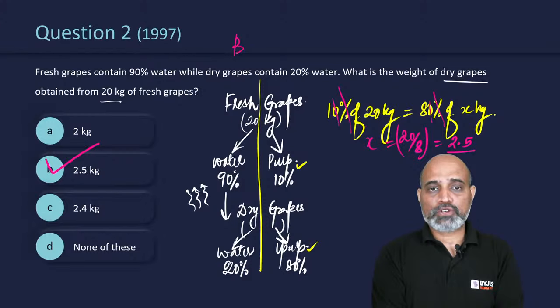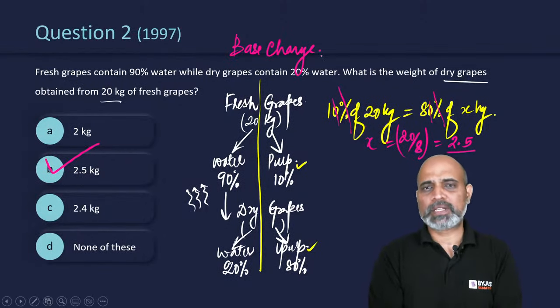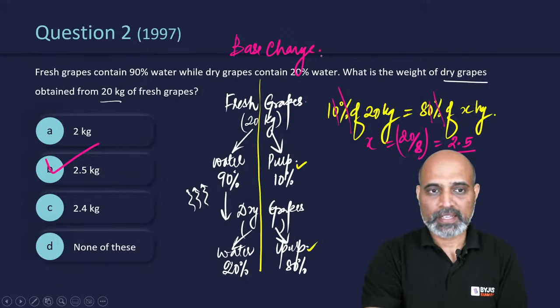So this is a question based on base change logic of percentage. Base means denominator change. Okay?